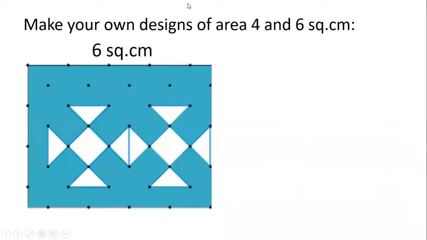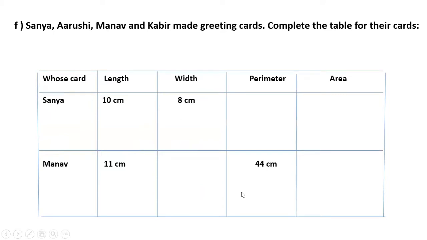The previous one is the homework I am giving. You are supposed to make your own designs with 4 or 6 boxes, which we already did. Look at this. Length and breadth are given. What is the perimeter and what is the area?